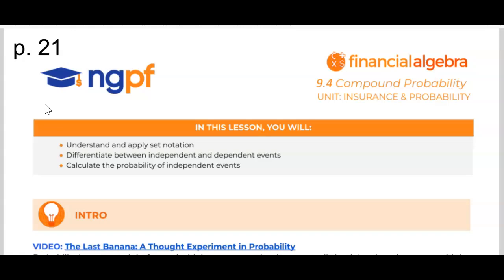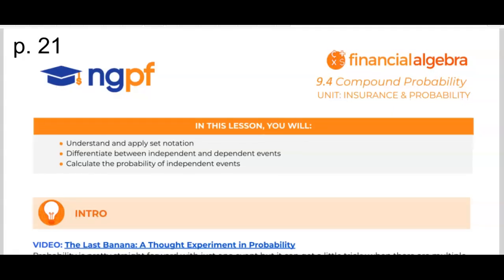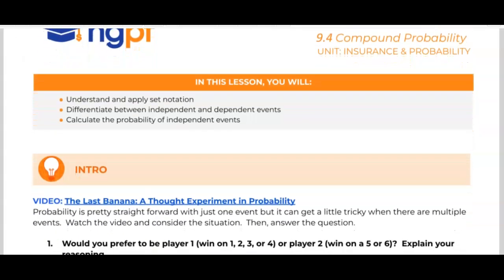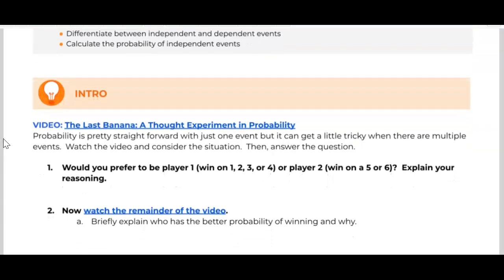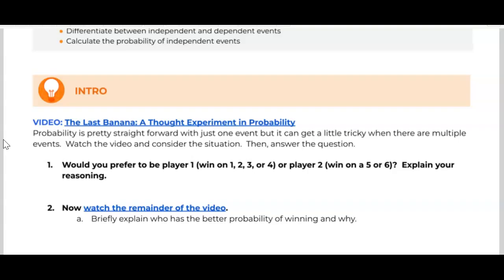All right, section 9.4 of this insurance and probability unit. This is compound probability. So we're going to be looking at independent events and dependent events and trying to differentiate between them. Let's start with this scenario here about this game that is being played.